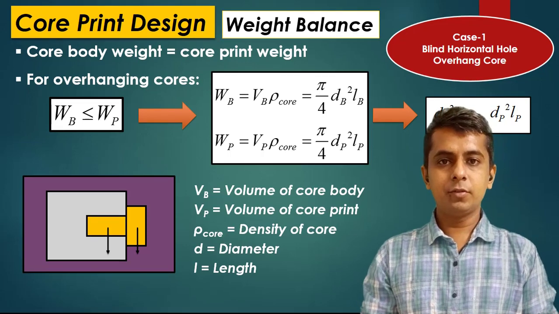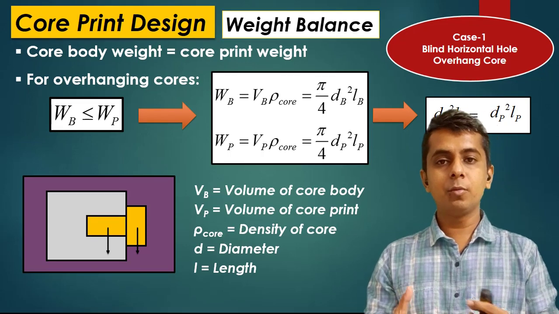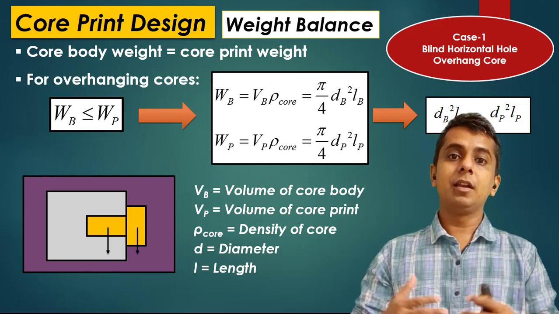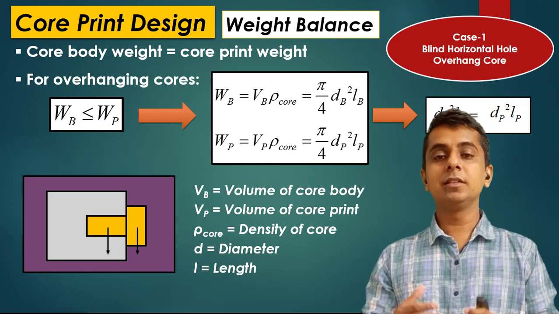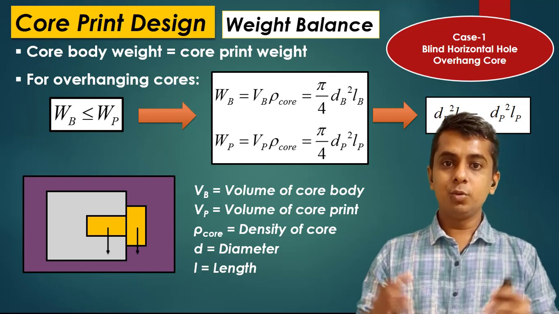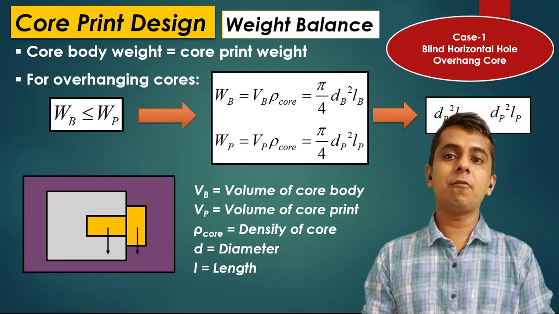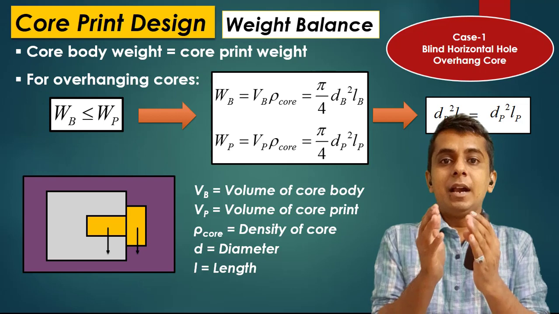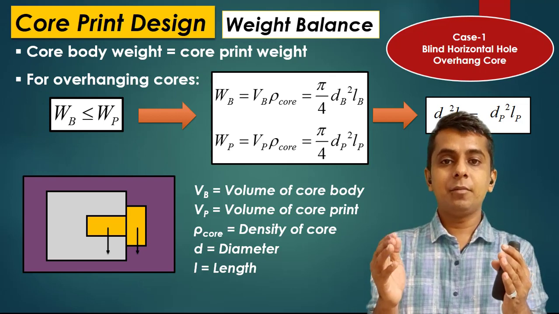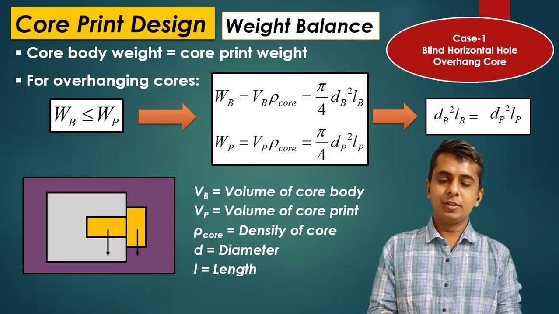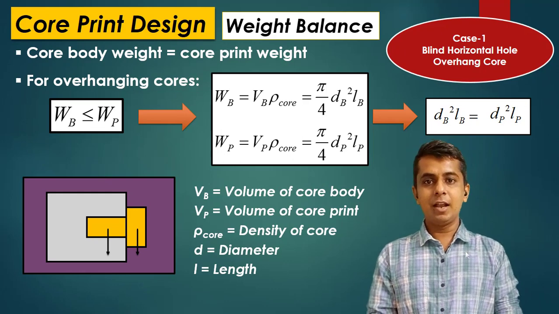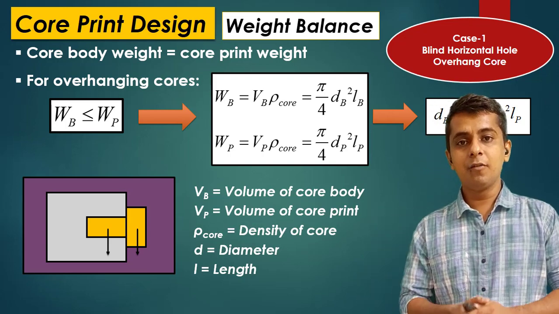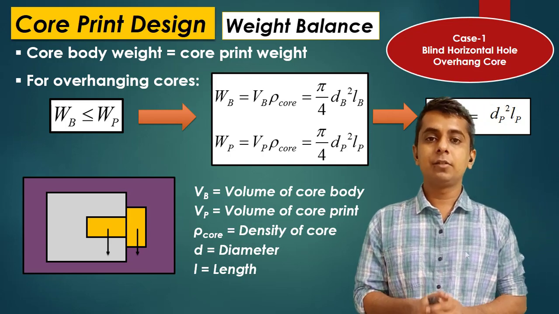You can also use a core print with the same dimensions as the core body, but for that you need to create larger mold boxes. So to reduce the dimensions of the mold boxes, we reduce the length of the print and increase the diameter of the print. So this is the first criterion while you design the core and core print, that the weight of the core and core print should be balanced.